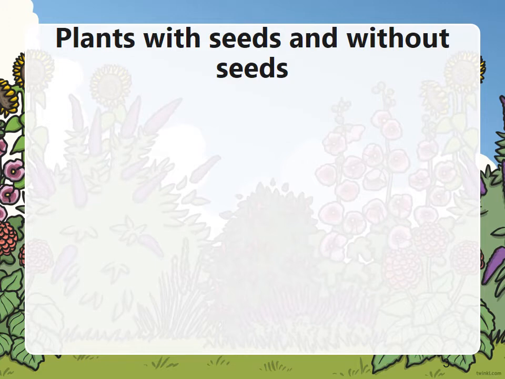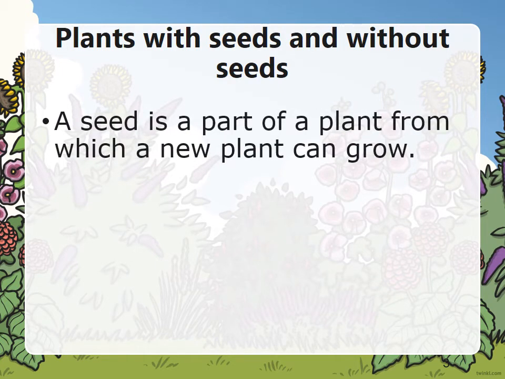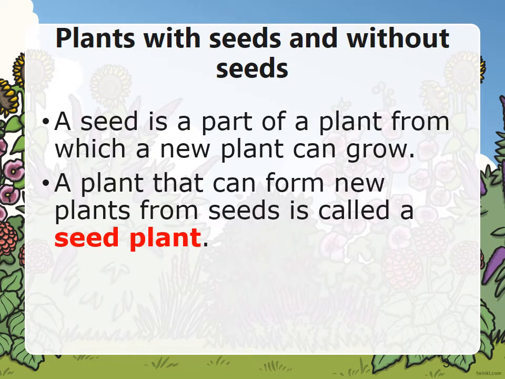Plants with seed and plants without seeds. A seed is a part of a plant from which a new plant can grow. A plant that can form new plants from seed is called a seed plant.